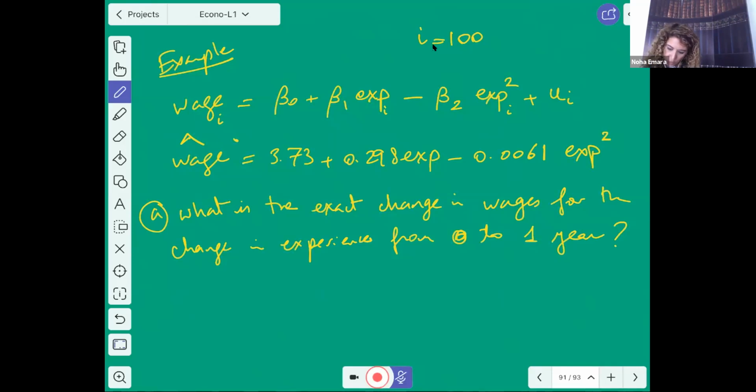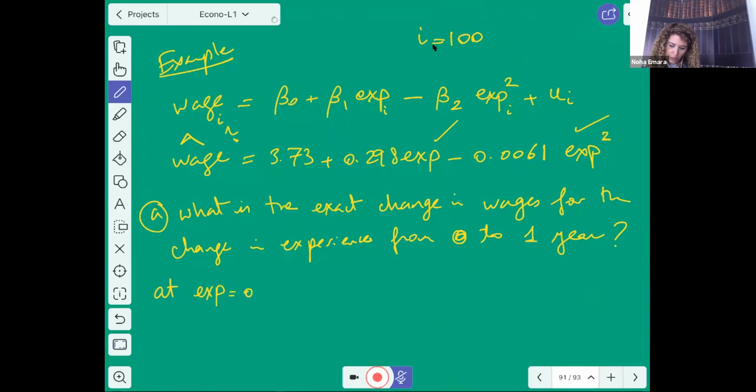So what you need to do is very simple. You need to plug in 0 here one time, get the wage, and then repeat the same for 1 and get the wage. I keep saying age, it's wage. And then get the subtraction, or the difference, between the two. So I'm going to do this one, and I'm going to ask you to do another one.